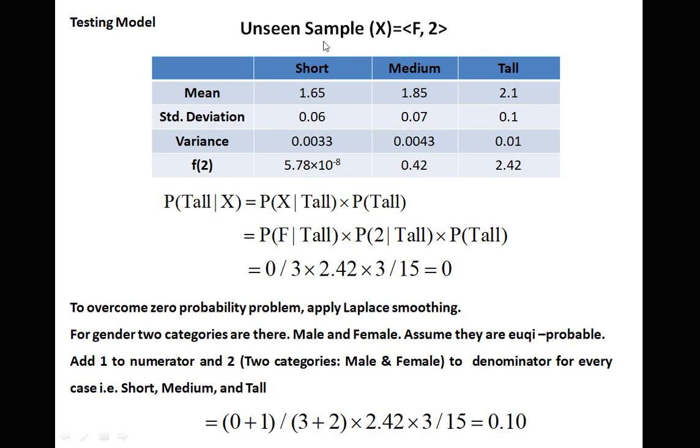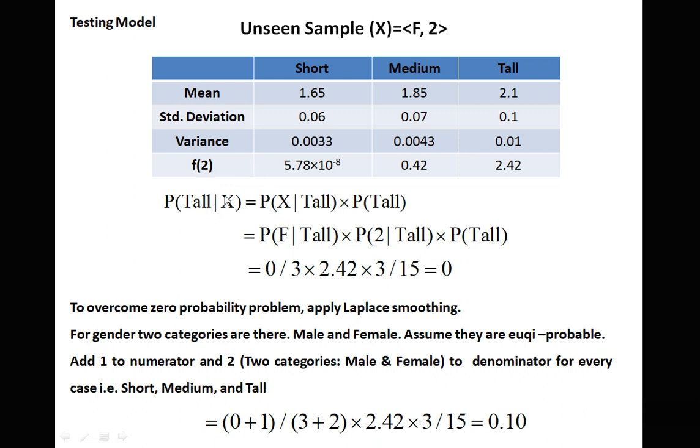Now we will check with another example, that is the unseen sample F, 2, that is female and 2 is given, and we require to determine which category it belongs to. Now for that we calculate the mean and standard deviation, and in the formula for x we put the value of 2, and we get three different likelihoods for the three different heights. Now here, when we put the value, what is the problem? There is a problem of zero probability. Now just see, we require to check for tall, short and medium.